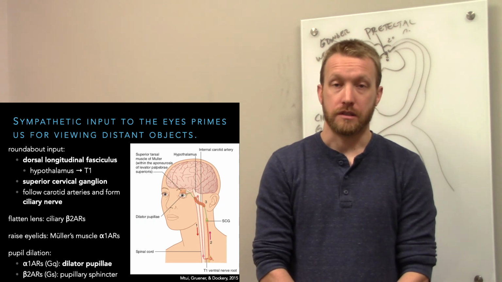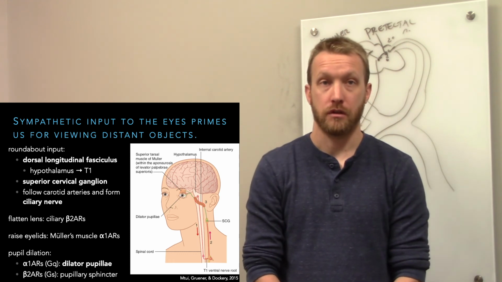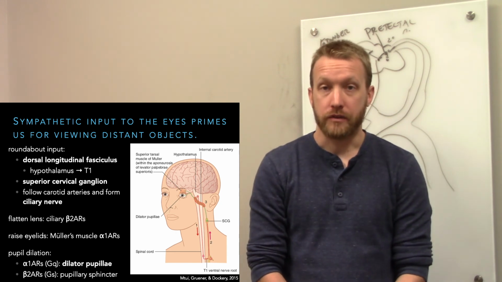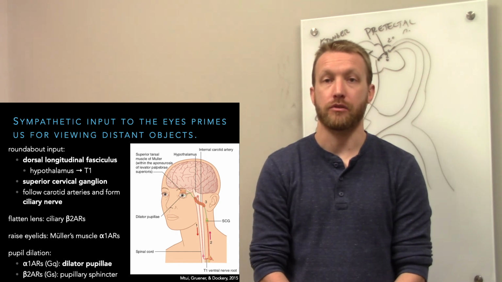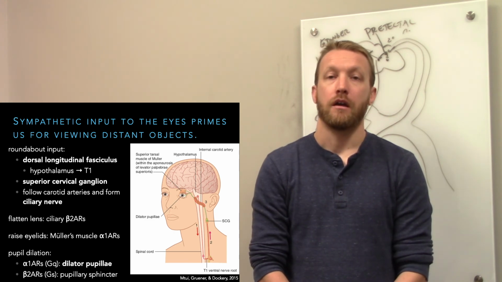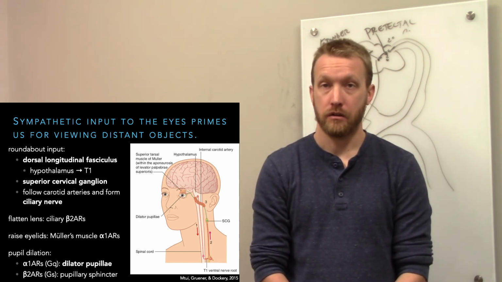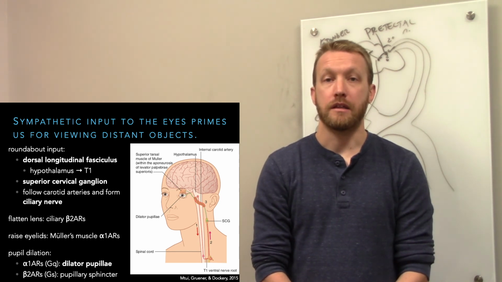Sympathetic input does not come from a cranial nerve, of course. This comes from the spinal cord. This is a fairly roundabout way of getting there. So the dorsal longitudinal fasciculus from the hypothalamus to the thoracic spine stimulates sympathetic output. From the thoracic spine we go to the superior cervical ganglion. From there we follow along the carotid arteries as the ciliary nerve and innervate the eye.